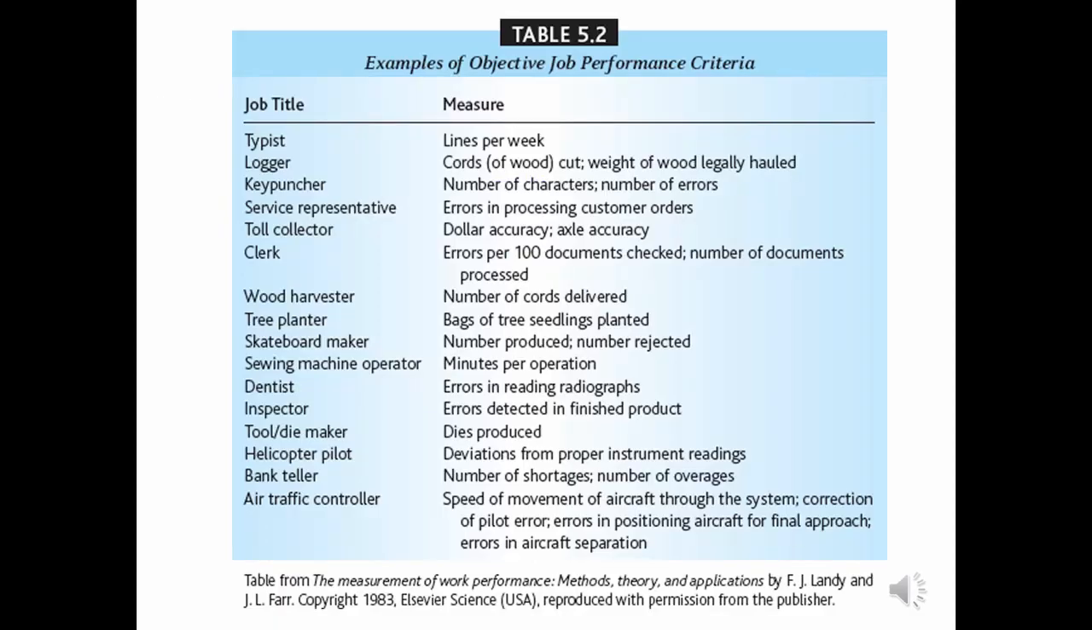These are examples of objective job performance criteria. As we can see here, there are some job titles and also how we can measure the performance criteria based on objective measurement. For example, the typist, we can measure the performance criteria using lines per week. And then the toll collector, we can measure based on dollar accuracy.